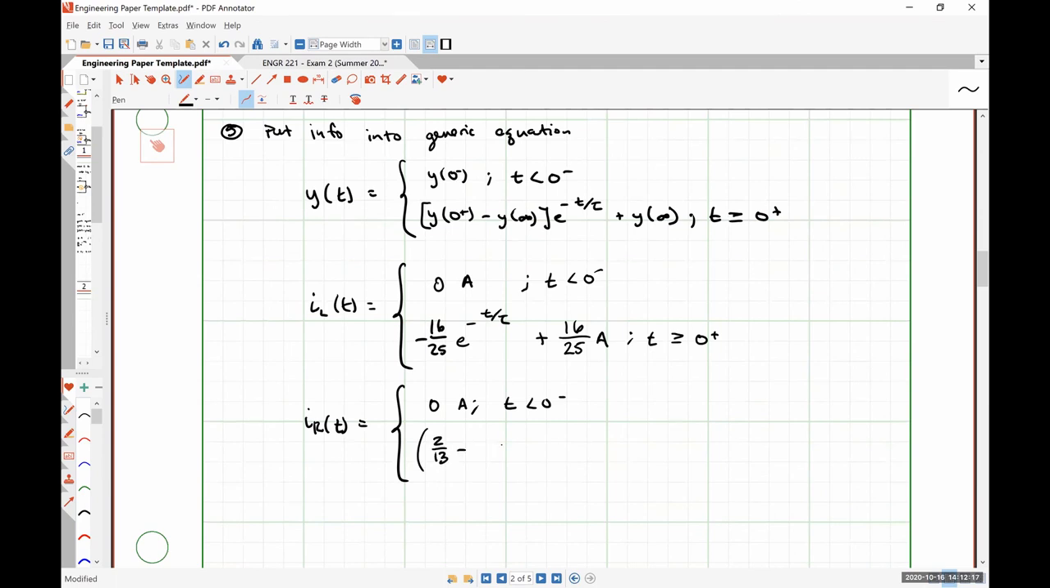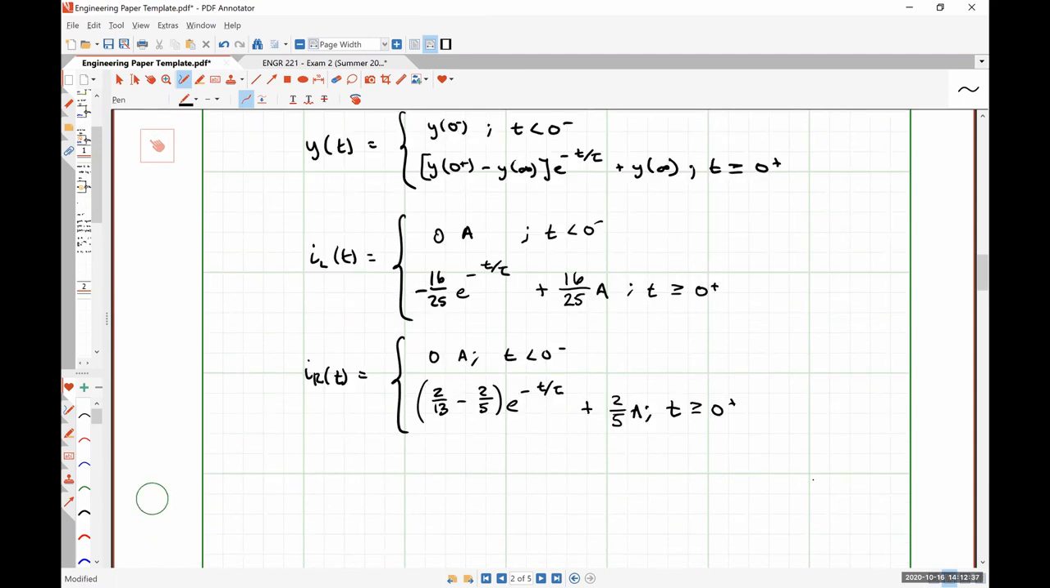Minus the 2/5 that we saw at t is equal to infinity, e to the minus t over tau, where again, I'm just not writing out that big, long, ugly number, plus 2/5 of an amp for t greater than or equal to zero plus. And so now we can simplify 2/13 minus 2/5, negative 16/65, e to the minus t over tau, plus 2/5 of an amp for t greater than or equal to zero plus.